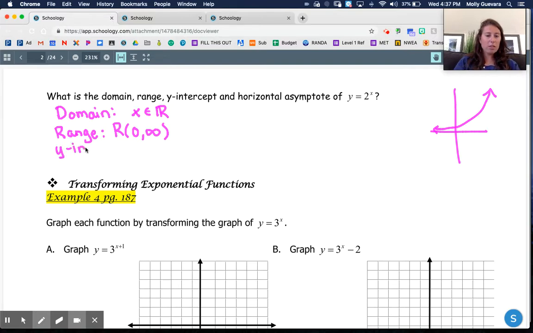Then the next question is, what is the y-intercept? Where does this graph cross the y-axis? And it should recognize that it crosses at 0, 1.